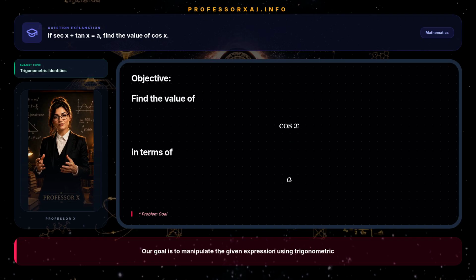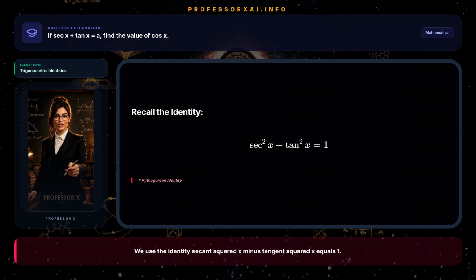Our goal is to manipulate the given expression using trigonometric identities to isolate cosine of x. Notice what happens when we use the fundamental identity relating secant and tangent. We use the identity secant squared x minus tangent squared x equals 1 by factoring this as a difference of squares. We get secant x minus tangent x times secant x plus tangent x equals 1. This part is important because it links our given term to its conjugate.